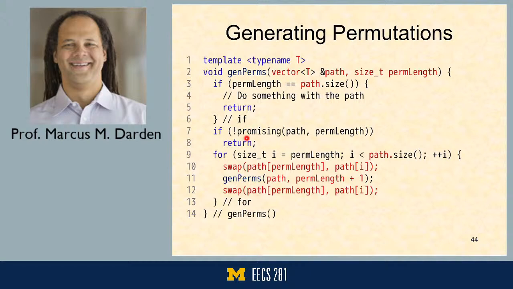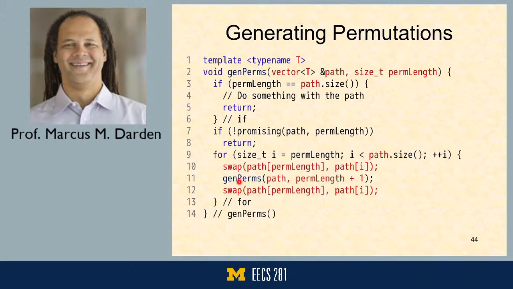Here's my promising check. This is given the path so far and this current perm length, right? So I've got these five items out of a possible 10. Is that promising? If these five items are in this particular order, is that promising? If no, then I quit. If yes, then I try to extend the solution. So here's my iterated solution extension. I'm going to go through all of the things that are remaining from perm length to the end of the path size and try to swap them into place, right?